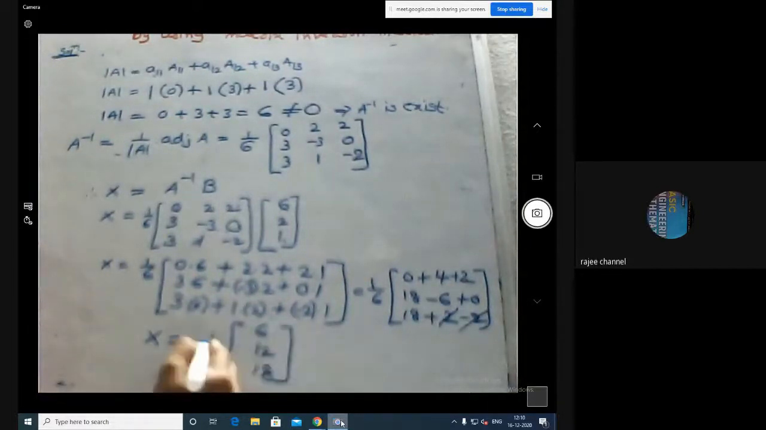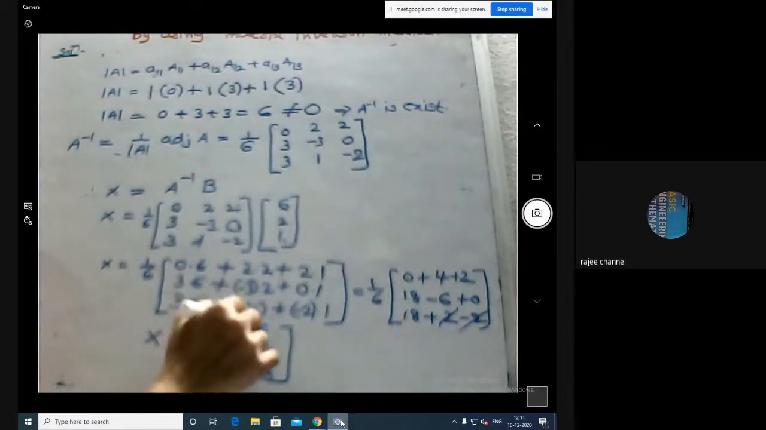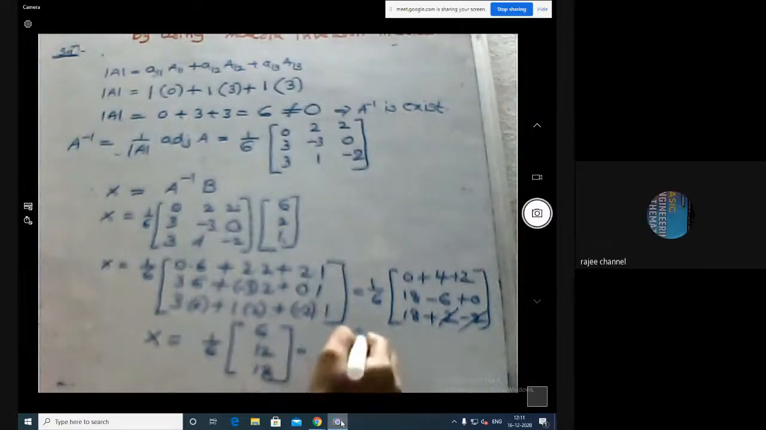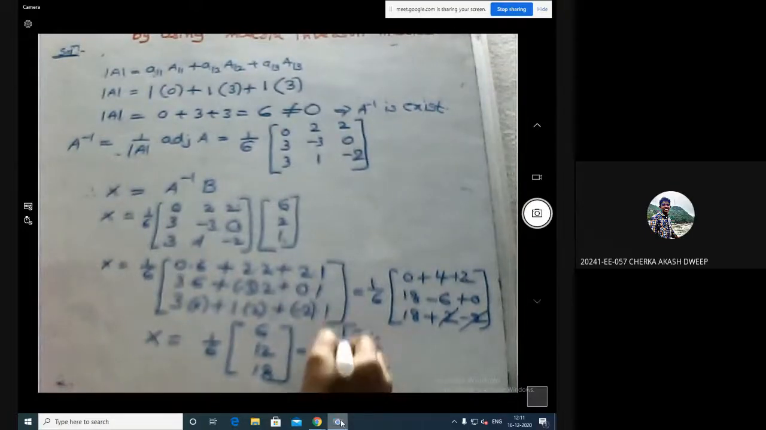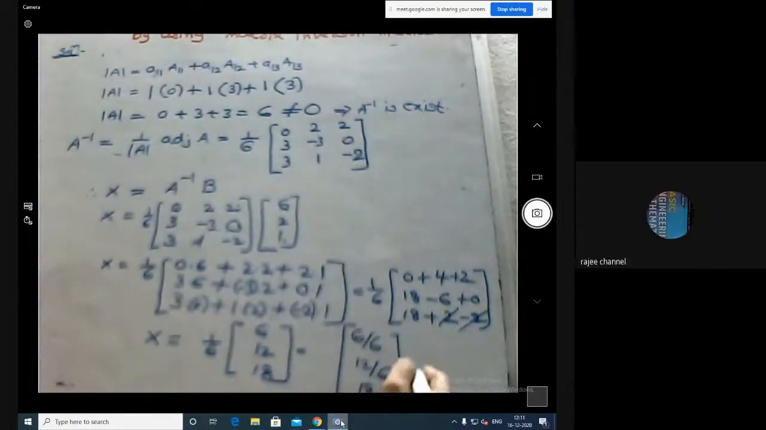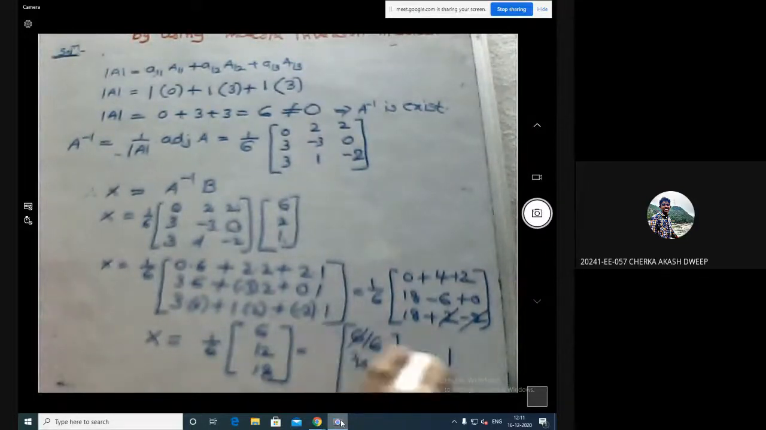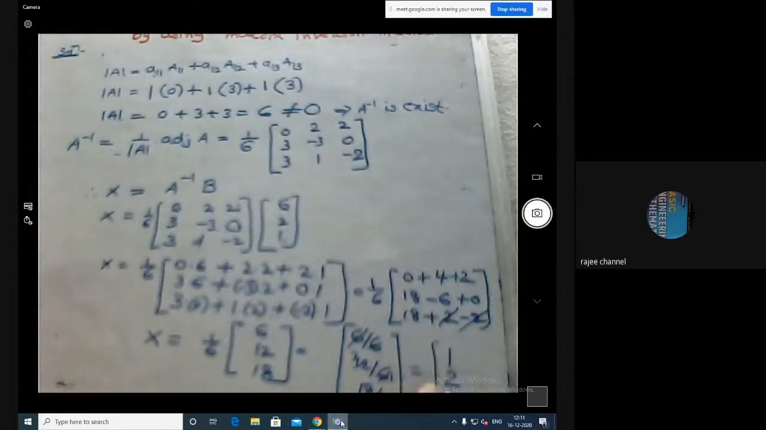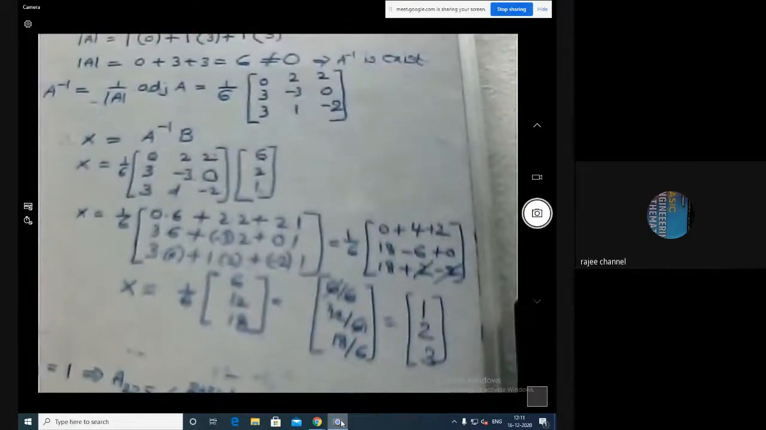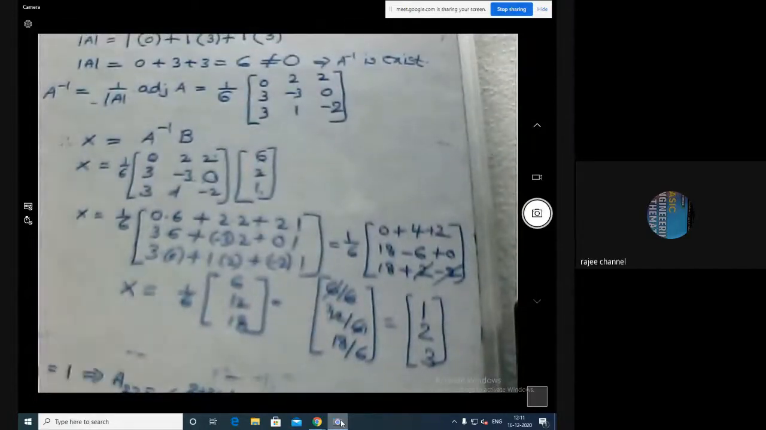Okay, so now this 1/6 is multiplied into the matrix. 6/6 is 1, 12/6 is 2, 18/6 is 3. We got it. X values are 1, 2, 3. Okay, so that is x equals 1.